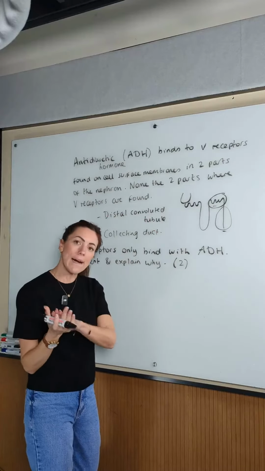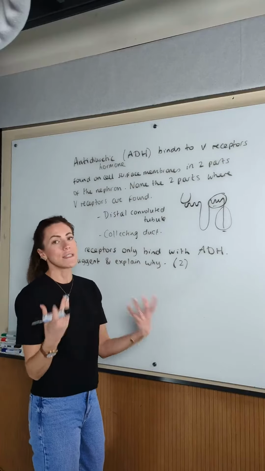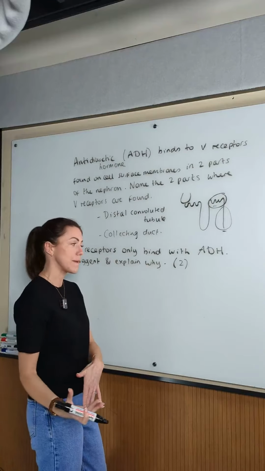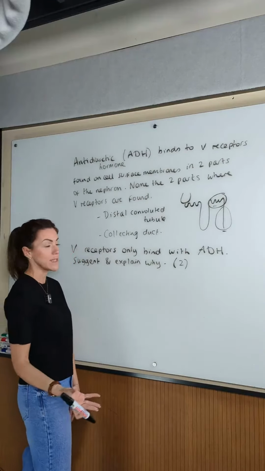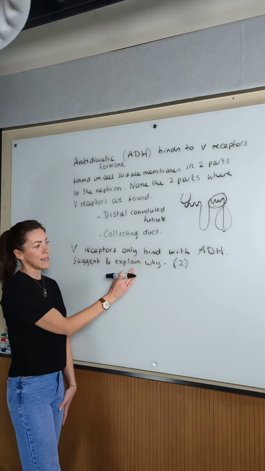And ADH will bind to the receptors on those epithelial cells, and when it does, it obviously causes the reabsorption of more water into our bloodstream, makes our urine more concentrated. So V2 receptors only bind with ADH, suggest and explain why.